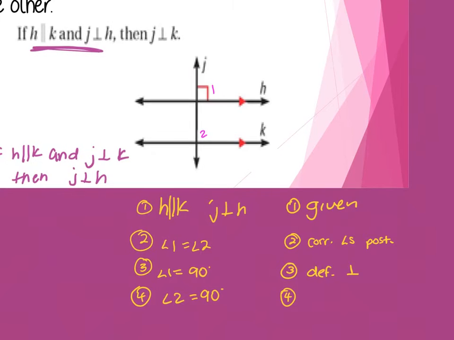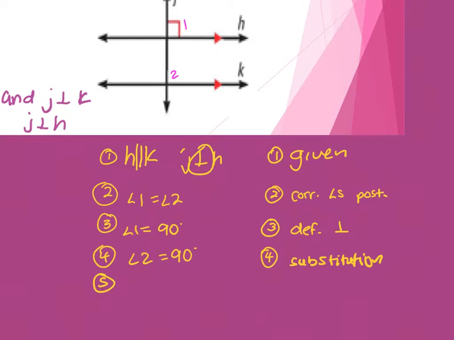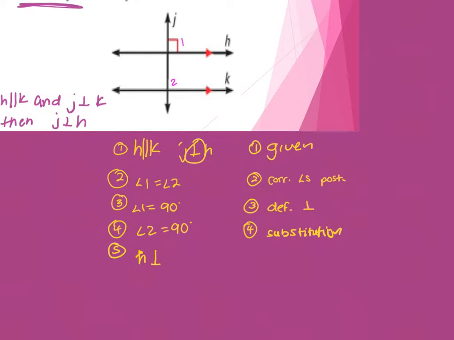They didn't mention the word right angles. So if you're going from right angle to 90 or 90 to right angle, you want to use definition of right angles. What they did give you is perpendicular. Substitution, good. And then if that is 90 degrees, then what? Then it's perpendicular. J is perpendicular to K. And what's that? Good.